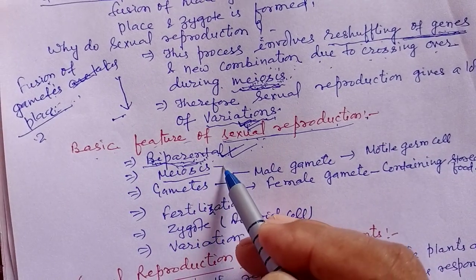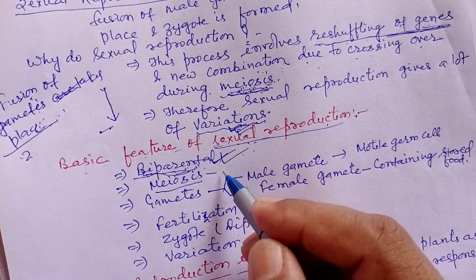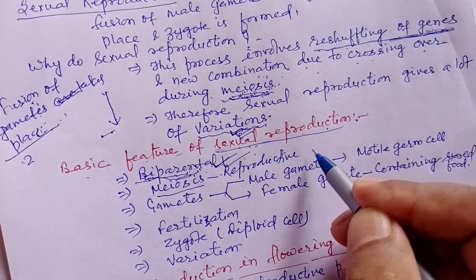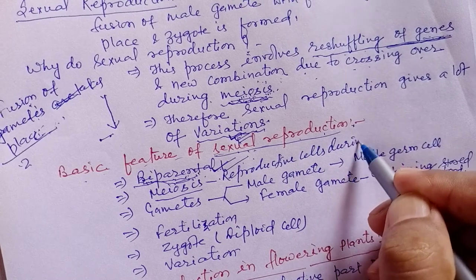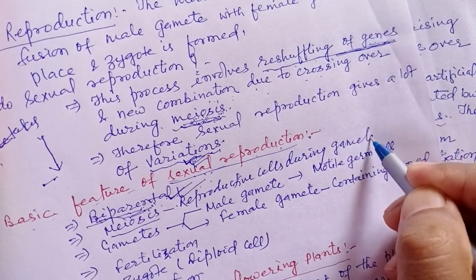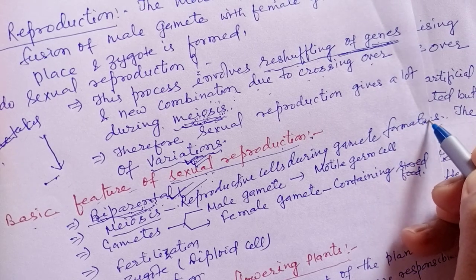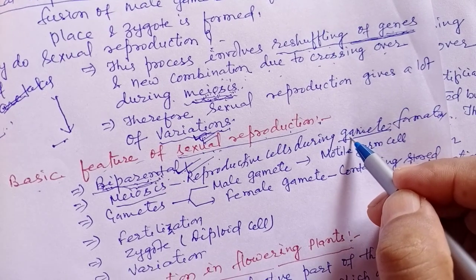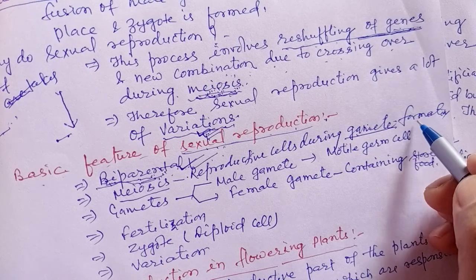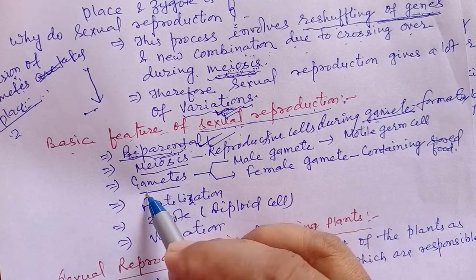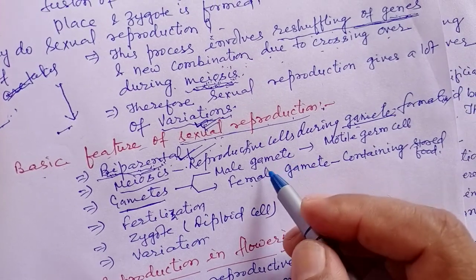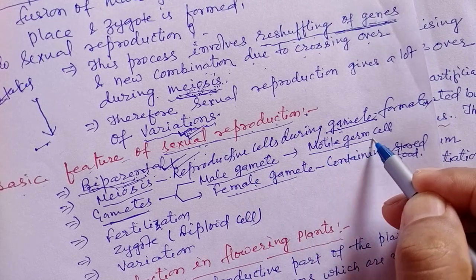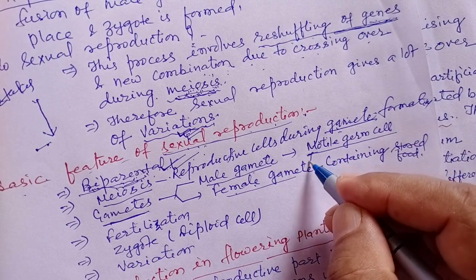Second is meiosis. Meiosis is a cell division which takes place in reproductive cells during gamete formation. Gametes are of two types, male gamete and female gamete. The male gamete is called sperm, while the female gamete is called ovum or egg. Now the salient features of the male gamete and the female gamete: male gametes are motile germ cells. Motile germ cells means they are able to move.